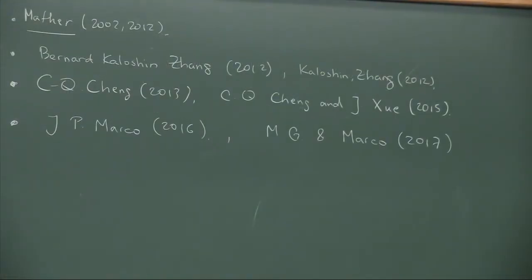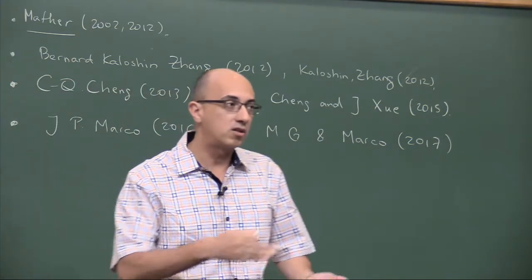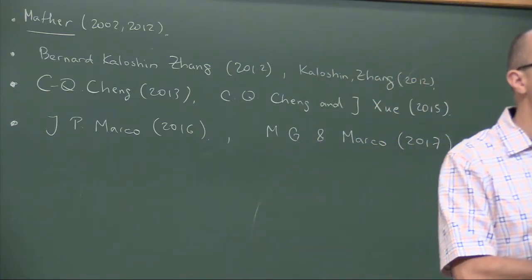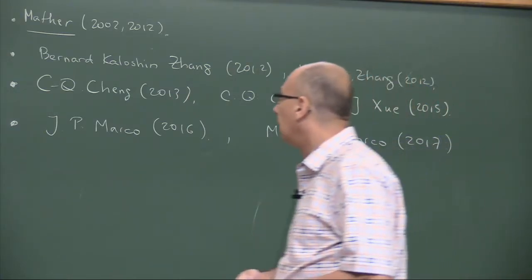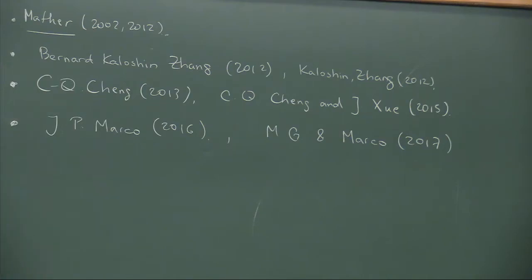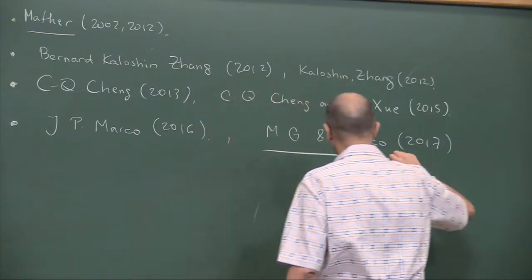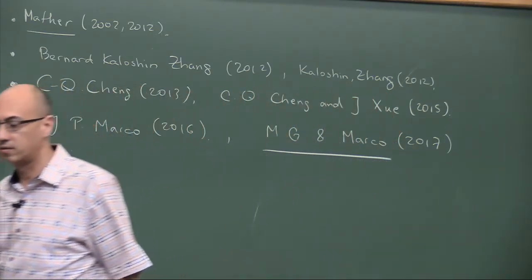so essentially, the results of Bernard, Kaloshin, and collaborators combine geometric methods with variational methods. The methods of Cheng and collaborators are mostly variational, and the results of Marco and myself are mostly geometric. And what I'm going to describe is some aspect of this work.